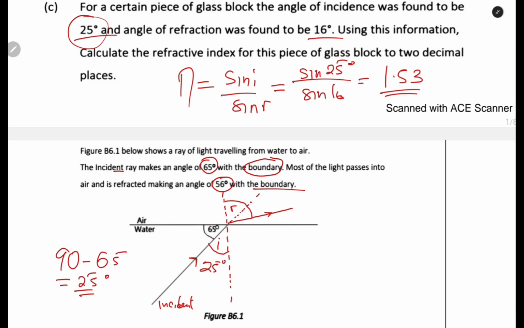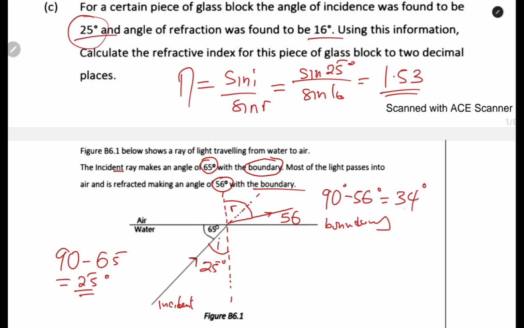And how do we find this angle of refraction? We are told that this time around, the incident ray and the boundary, this is the boundary, they formed 56, which means there's an angle of 56 here. Now, if that angle is 56, also here it forms a 90 degree angle. So, to find the angle of refraction, you're going to say 90 minus 56 degrees. And this is going to give you 34.